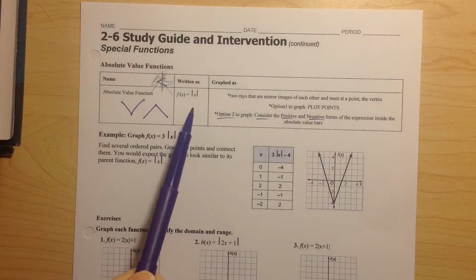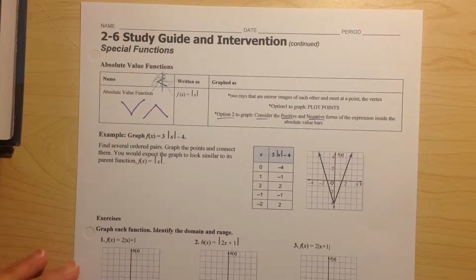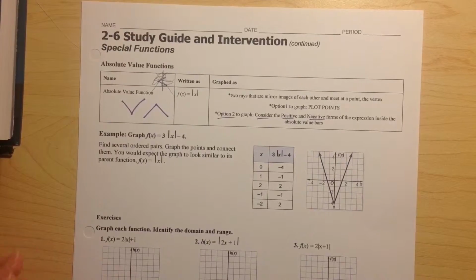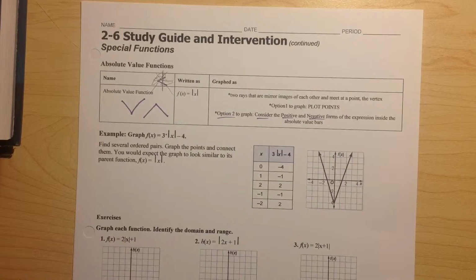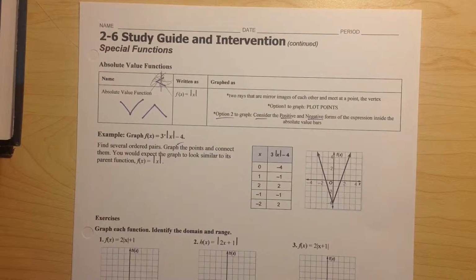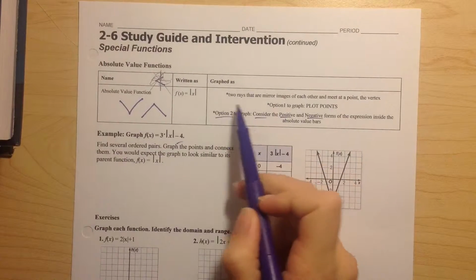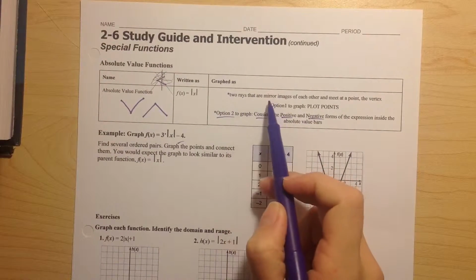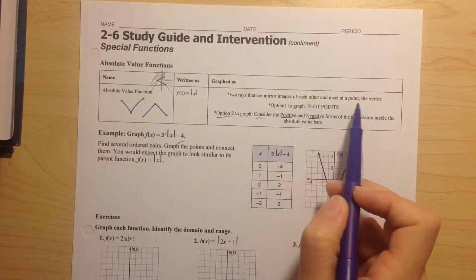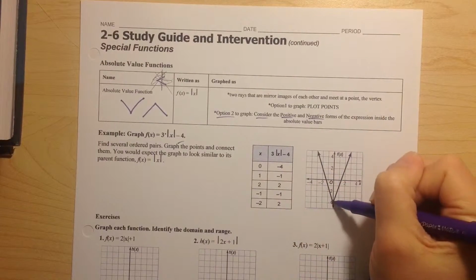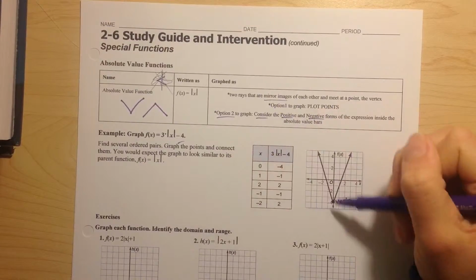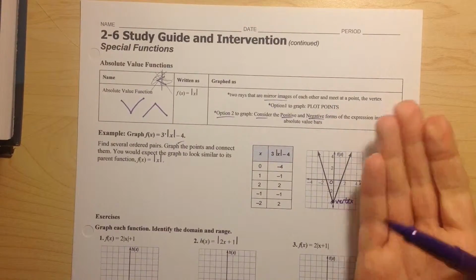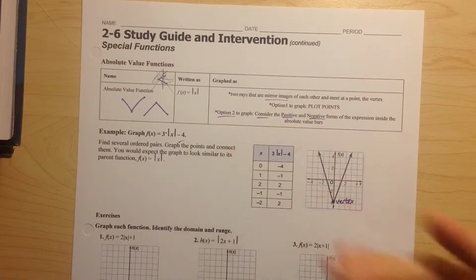It's written as the absolute value of x, but you can have more interesting things associated with it. Like if you take a look at the first example, there's a multiplier of 3 outside, and then you're subtracting 4 on the outside. So you can spice it up a little bit. Again, it's graphed as two rays that are mirror images of each other and meet at a point which we call the vertex. So this right here is your vertex. Left and right are the same, they're just mirror images of each other.